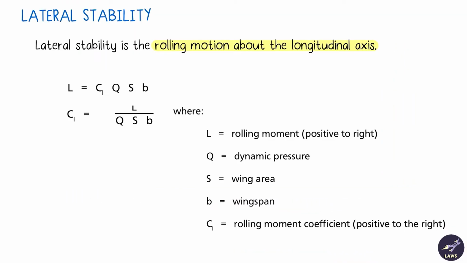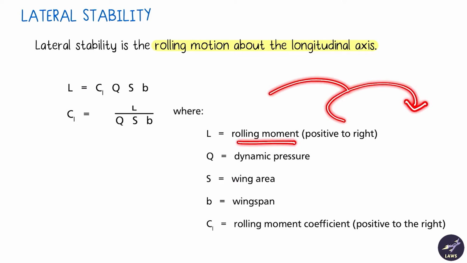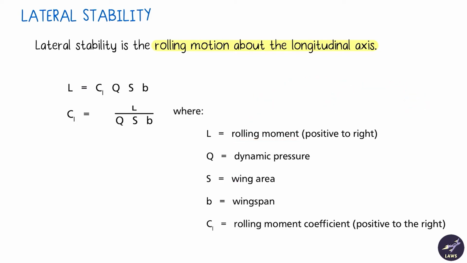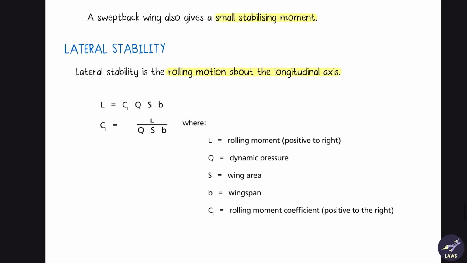Next is lateral stability. It is a rolling motion about the longitudinal axis, where the rolling moment is positive to the right and negative to the left, similar to the yawing moment.